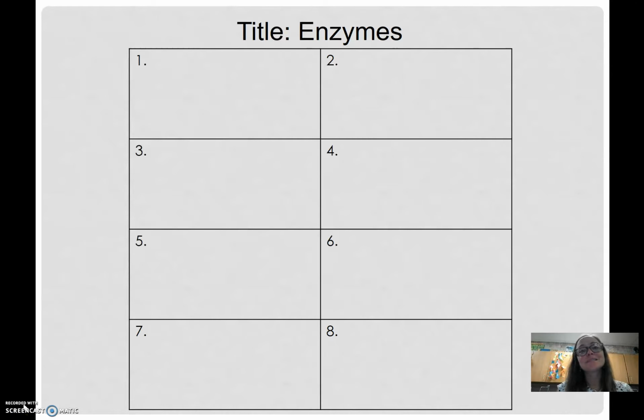For chapter 6, it's both metabolic pathways and enzymes. And so for the enzyme portion, we're going to start with an introduction to enzymes through Edpuzzle.